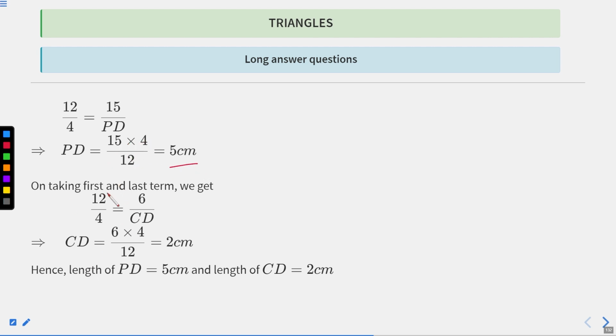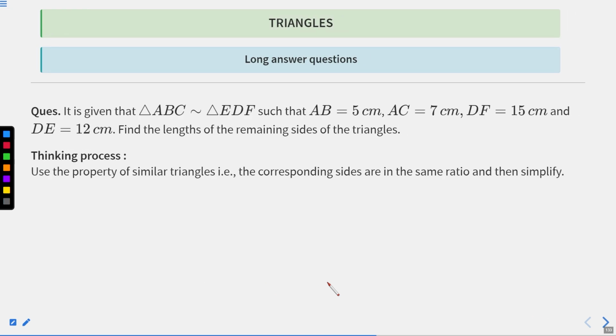And on taking the first and last term, we get 12 by 4 is equal to 6 by CD, and it implies CD is equal to 6 into 4 by 12, that is equal to 2 centimeter. So hence the length of PD is equal to 5 centimeter, and the length of CD is equal to 2 centimeter. Okay, so now let us move to next question.